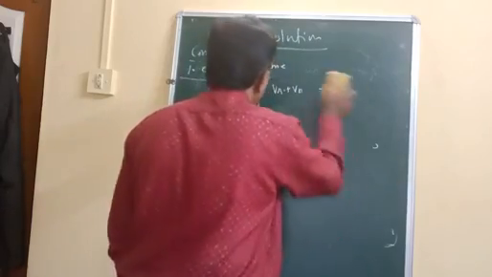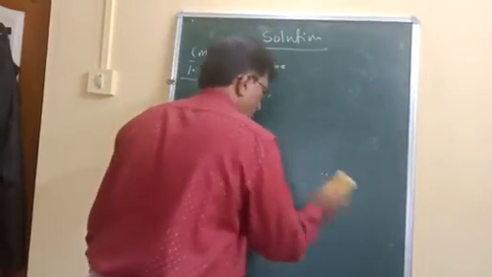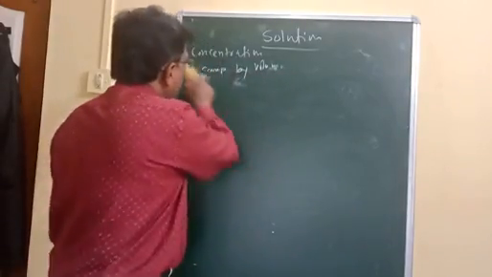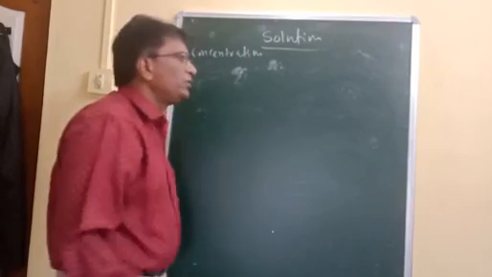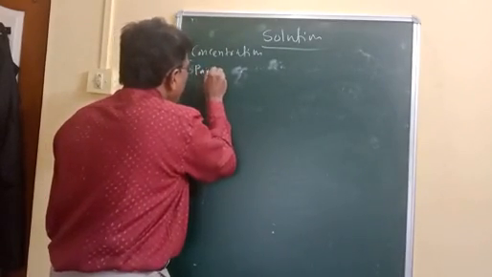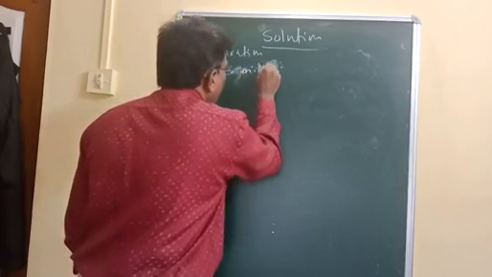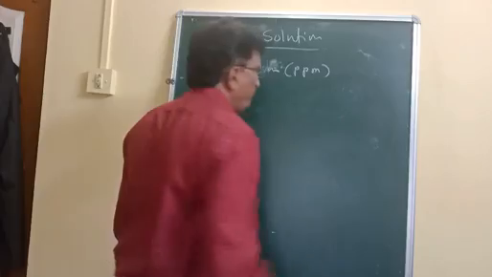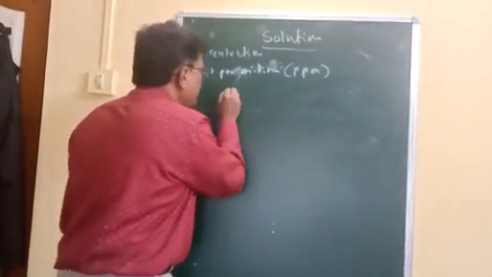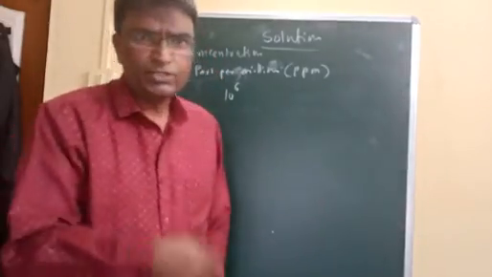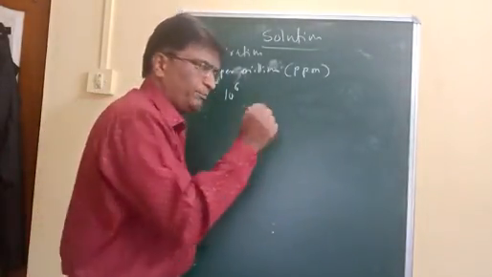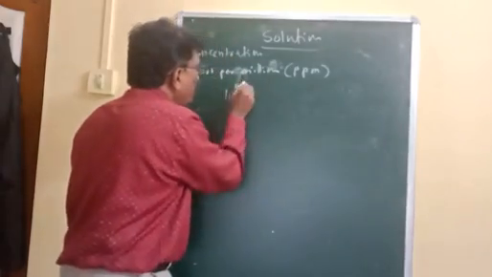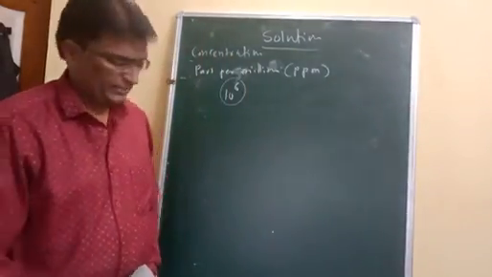Now, if the solute is present in very little amount as compared to the solvent, then the concentration of that solute is expressed in this unit, parts per million. Part per million is called ppm. Now million means 10 raised to 6. Percent is per 100, and here parts per million is per 10 raised to 6.